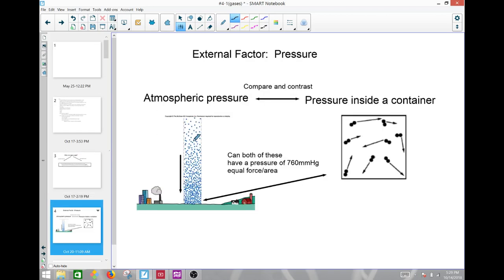All right, so external factors affecting gases. Obviously, temperature and pressure are going to be the main factors affecting gases. But we also, for this one, have the volume. The volume of a gas can be compressed. So these are all the factors affecting a gas.